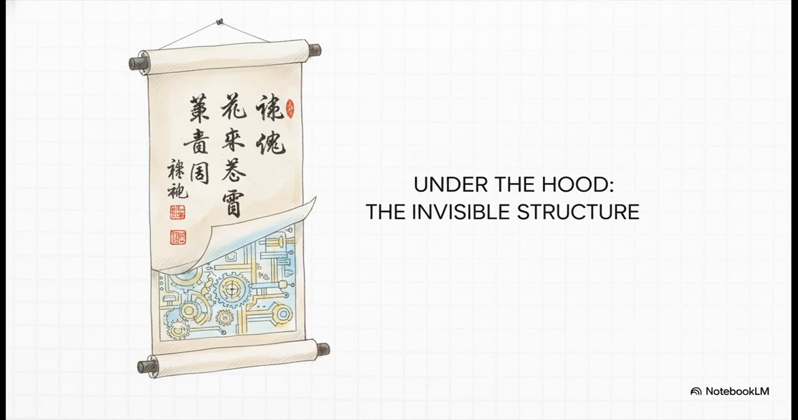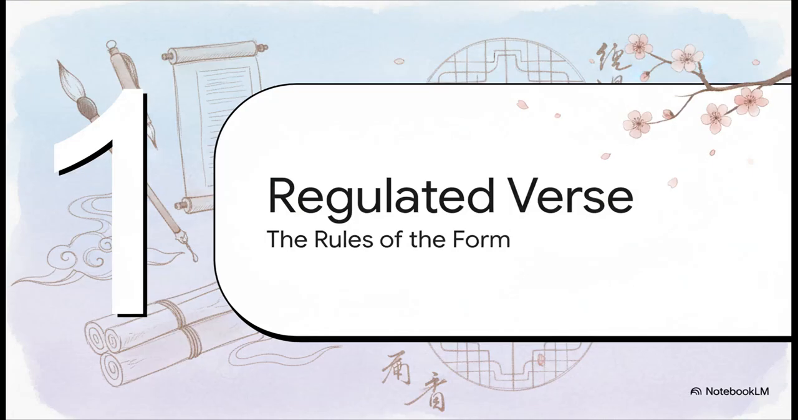You see, the poem's real power isn't just in what it says, but in how it's constructed. It's built on this hidden architecture, a kind of invisible scaffolding that's just breathtakingly complex. To really understand its genius, we have to take it apart, piece by piece. This hidden architecture is a specific poetic form called regulated verse, which was perfected during the Tang Dynasty. And you should think of it less like writing a poem and more like competing in a poetic Olympics. It's an obstacle course. Every single word, every line has to follow this incredibly strict set of rules to even make it onto the page.